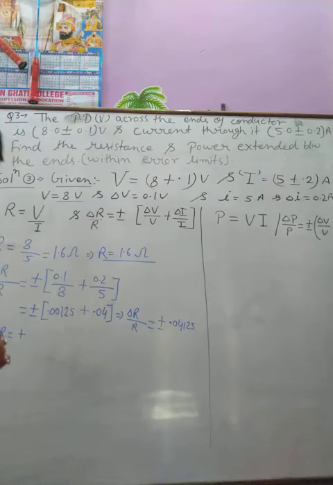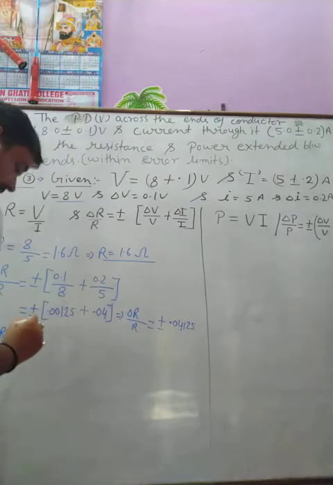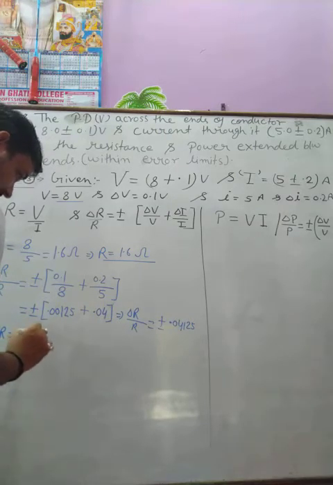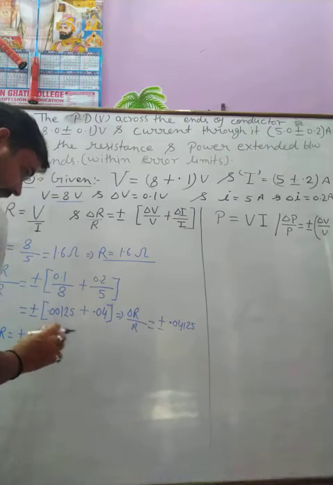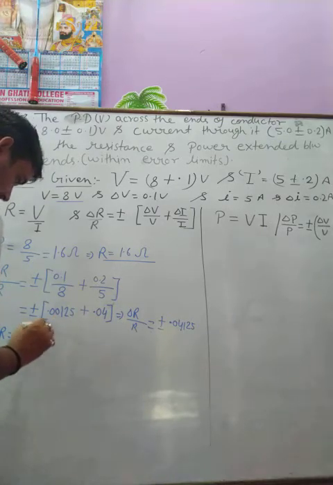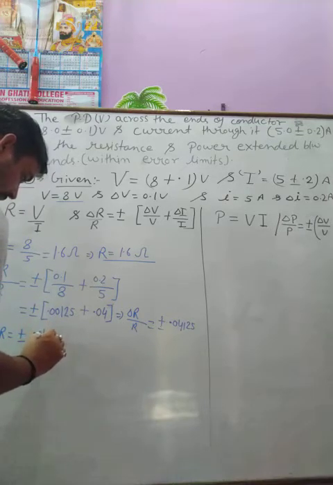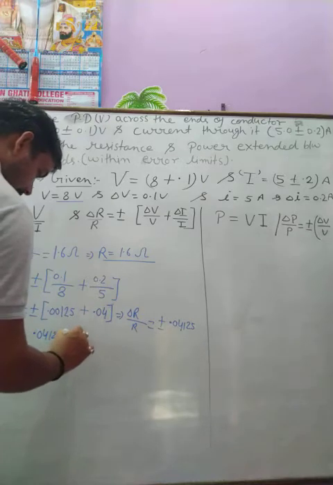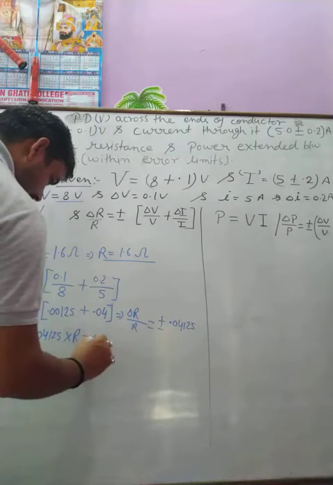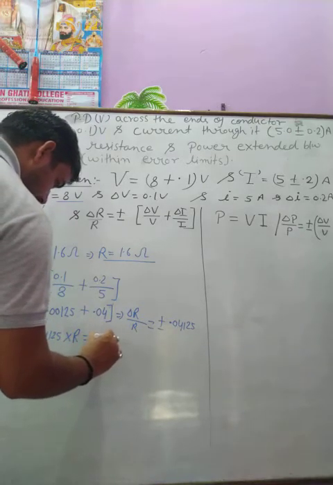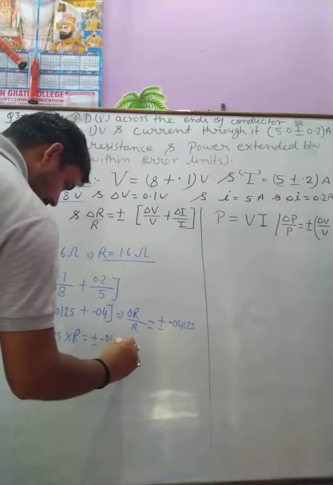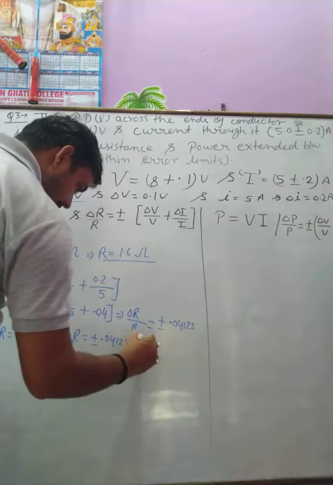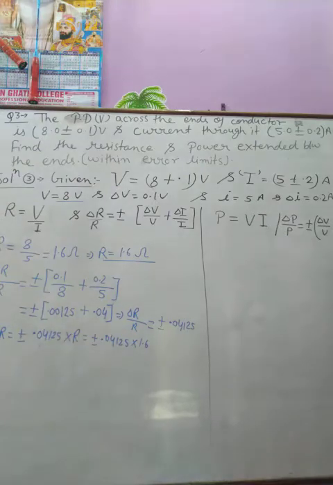error in resistance or del R, which is plus minus 0.4125 into R, that is plus minus 0.04125 into 1.6. Okay.